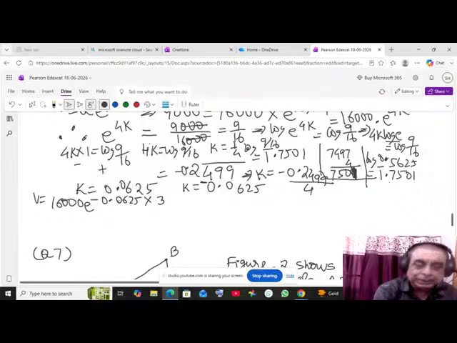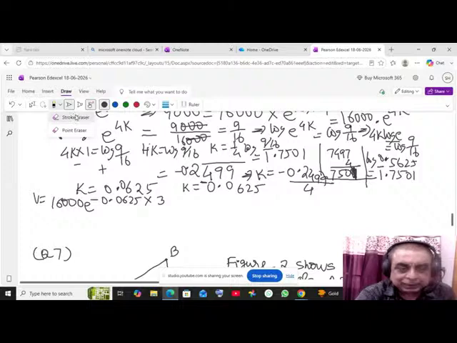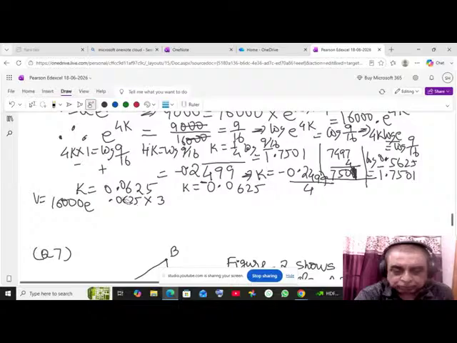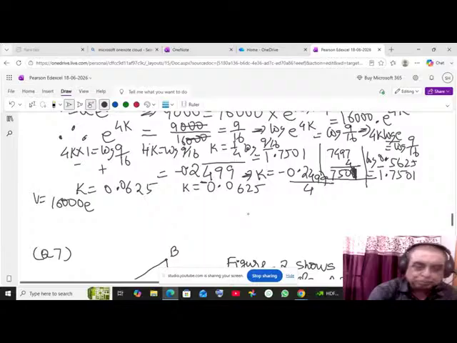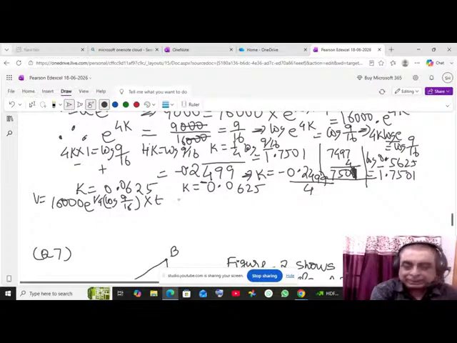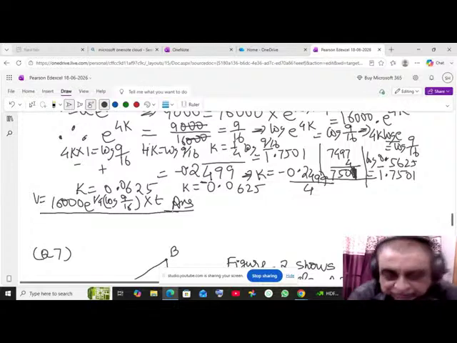Instead of writing it like this, you just write it in this form. So this becomes 1/4 of log 9 upon 16, times t. So that is the equation of V. I hope you have understood.